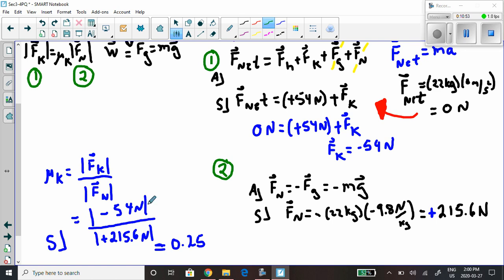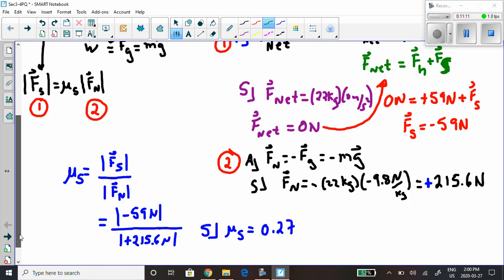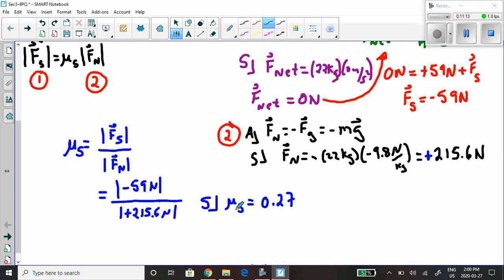But remember, these are in magnitude signs. So everything is positive here when you key it into your calculator. And I get 0.25 as my coefficient of kinetic friction. Now 0.25 kinetic friction coefficient compared to 0.27 coefficient of static friction, that makes a lot of sense because the coefficient of kinetic friction will always be less than the coefficient of static friction.